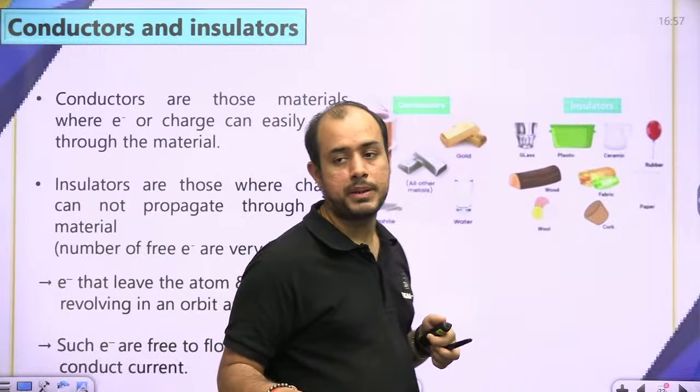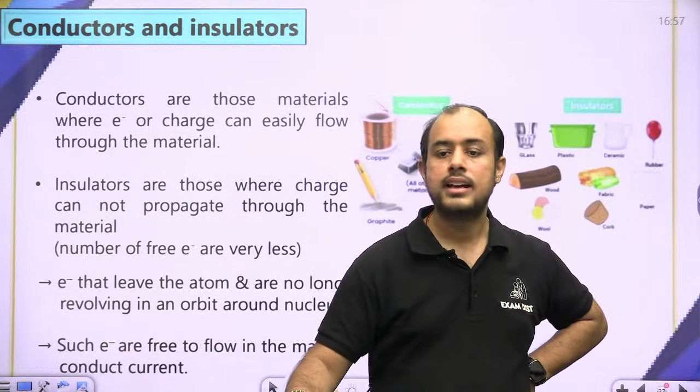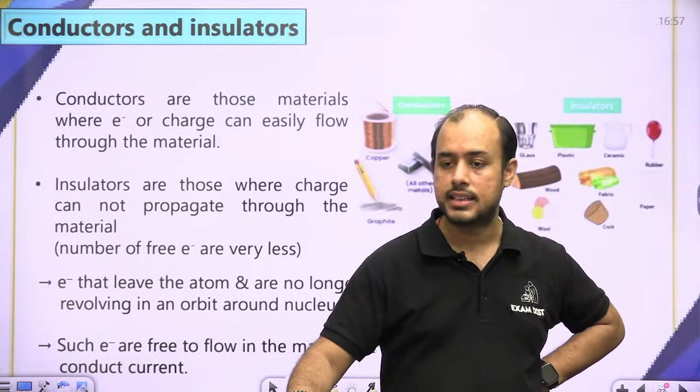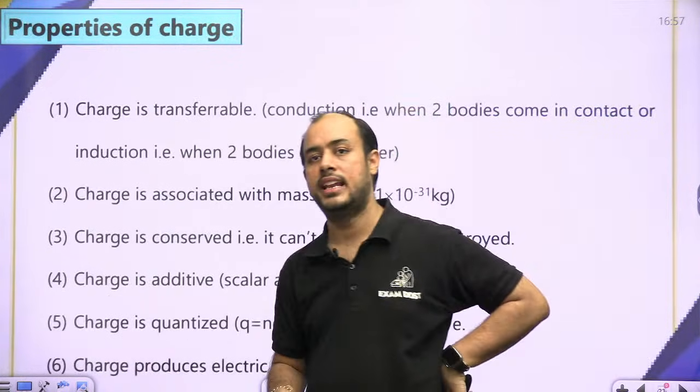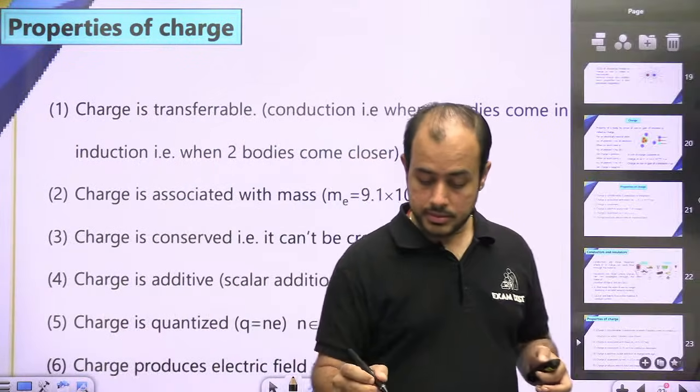रूम टेम्परेचर पे जो इलेक्ट्रॉन एटम का साथ छोड़ करके बाहर आ सकते हैं, करंट के फ्लो में आपकी मदद कर सकते हैं, दे आर सेड टू बी फ्री इलेक्ट्रॉन. ओके, ये बात समझ में आ गई भाई.